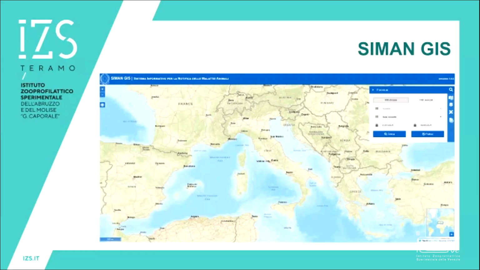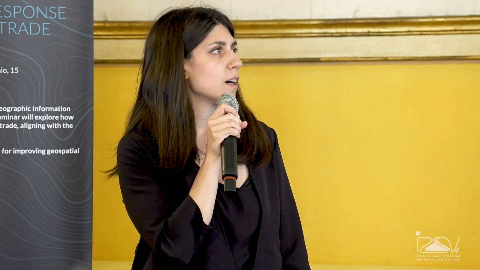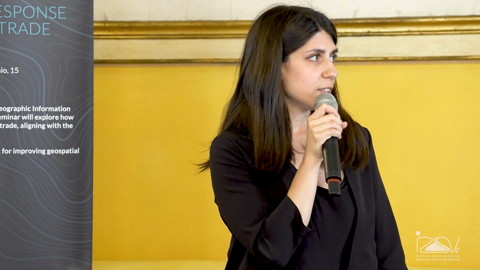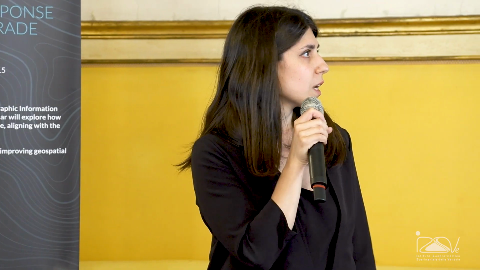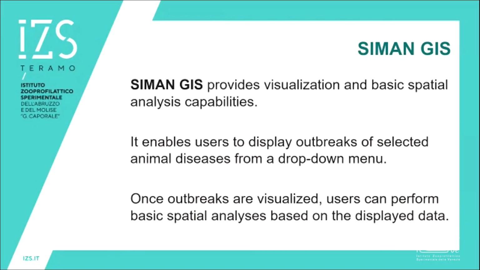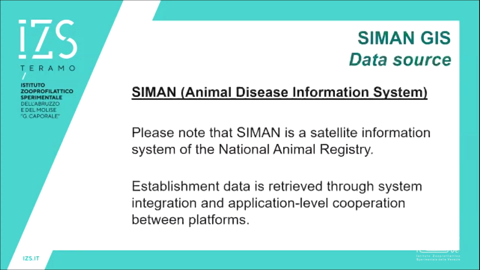So this is the SIMAN GIS interface. You can access this interface through the SIMAN, that is the Animal Disease Information System, and only authorized members can access this tool because, of course, it's about sensitive data related to outbreaks. So SIMAN GIS provides visualization of outbreaks of selected animal disease from a drop-down menu. And then on this, you can also perform basic spatial analysis.